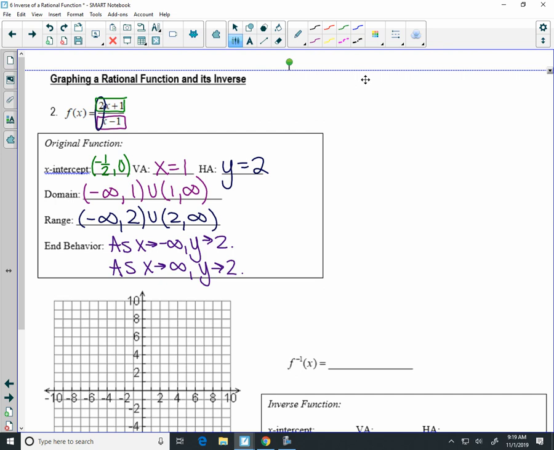I haven't pulled my calculator out, but that doesn't mean that you have to do all of this without a calculator at this point. If you're really leaning on your calculator for x-intercepts or y-intercepts or really any piece of this, I'm okay with that as long as you're getting the pieces.